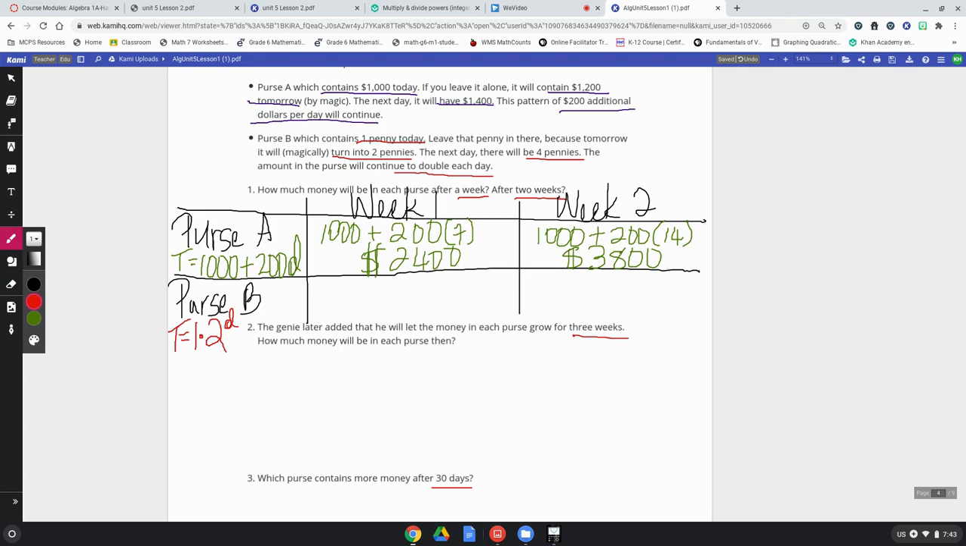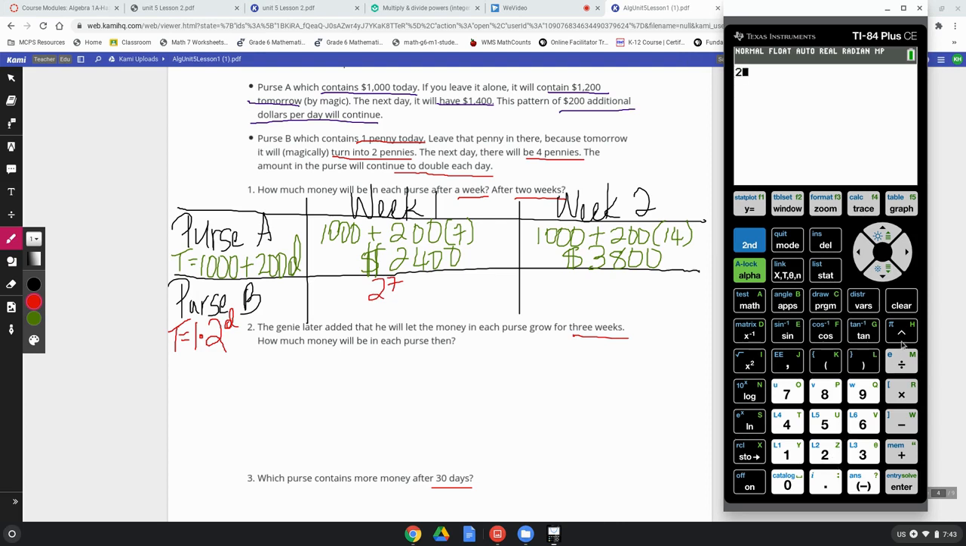So 2 to the 7th power would be week 1, which is 2 to the 7th, $128. That's 128 pennies. So for dollars, of course, it's $1.28. Then after week 2, it's 2 to the 14th.